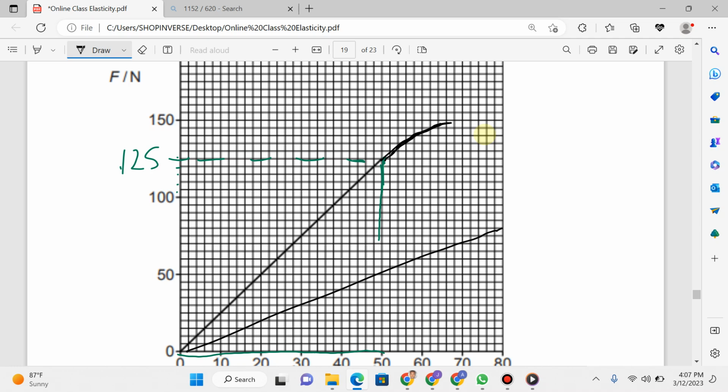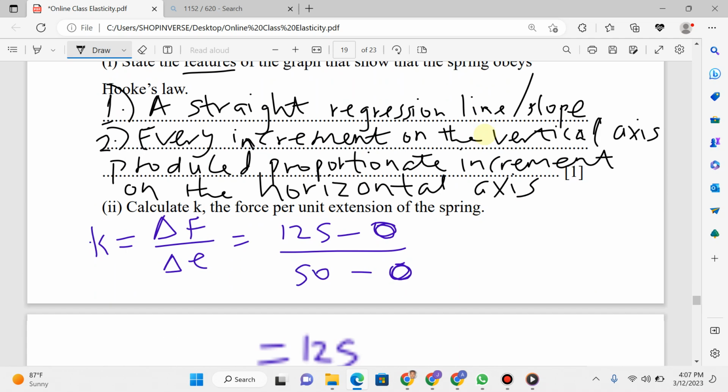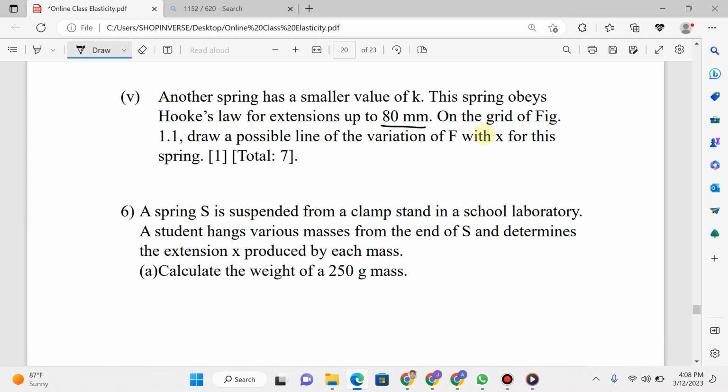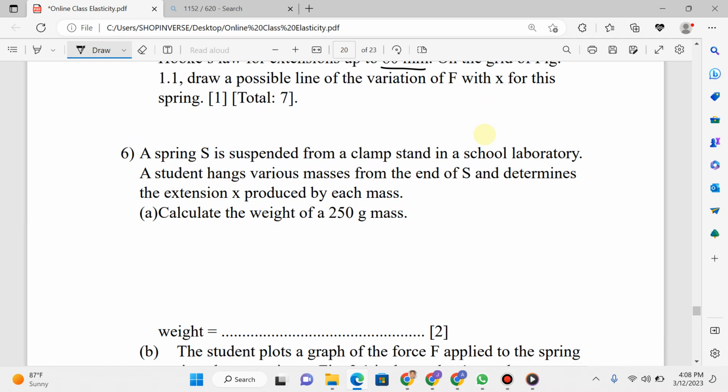Okay, so this is what you have as the slope of the graph. When you are doing it in your exam, ensure you get a line as straight as possible. Question 6. A spring S is suspended from a clamp stand in a school laboratory. A student hangs various masses from the end of S and determines the extension X produced by each mass. Calculate the weight of a 250-gram mass.